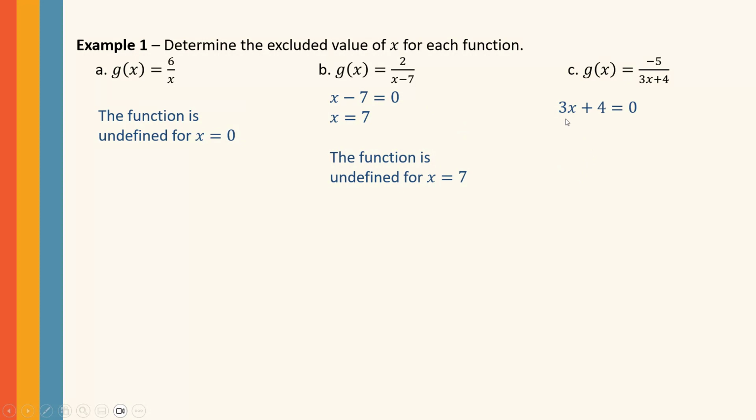For part C, set the denominator equal to 0 and solve for x. We would subtract 4 and then divide by 3. So the function is undefined for x = -4/3.